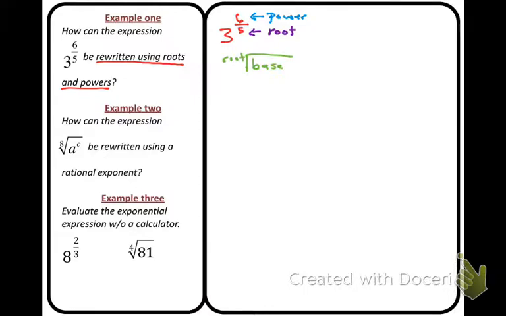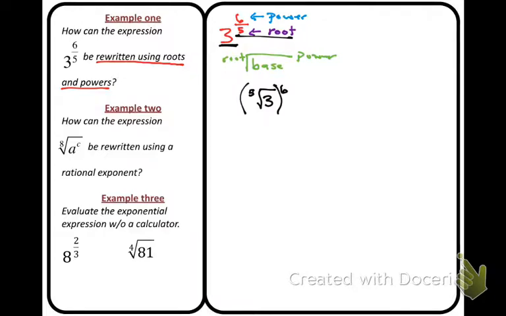So whatever the root is, times the base raised to the power. Now filling this in, our base here is 3. We know that's going to be under a radical. Our root is 5, so we got a little 5 out there. And our power is 6, so that 6 is going to be outside.